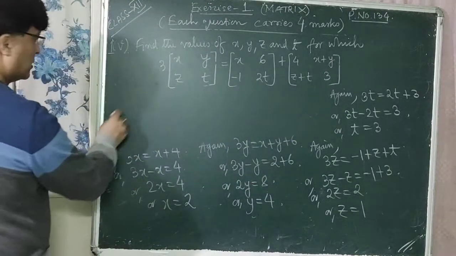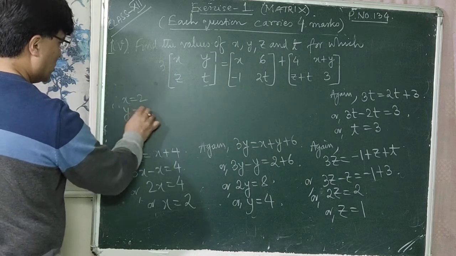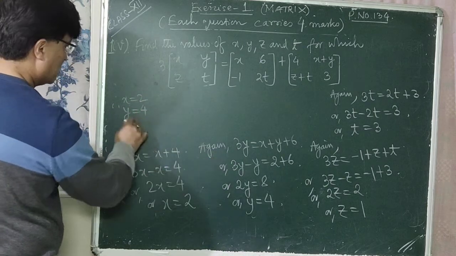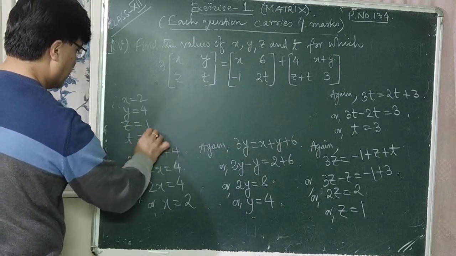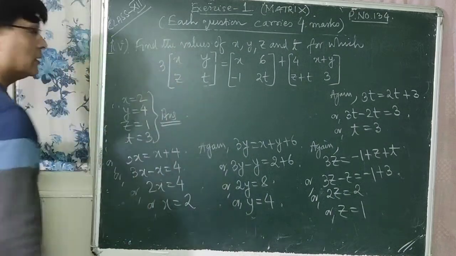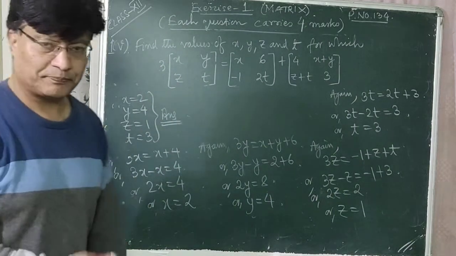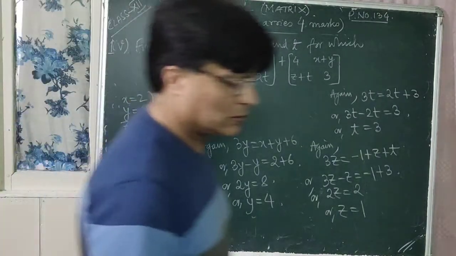So what are the answers here? Therefore, x is equal to 2, y is equal to 4, z is equal to 1 and t is equal to 3. So these are the answers. So I think you have understood it. You can copy it. Now we'll do the next question.